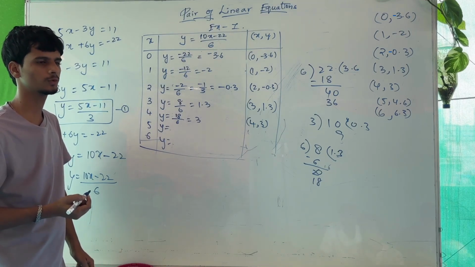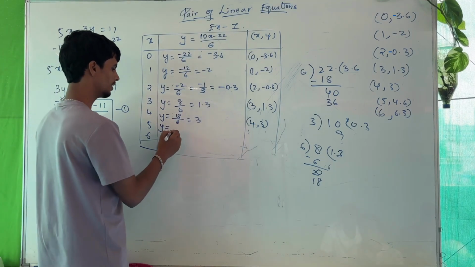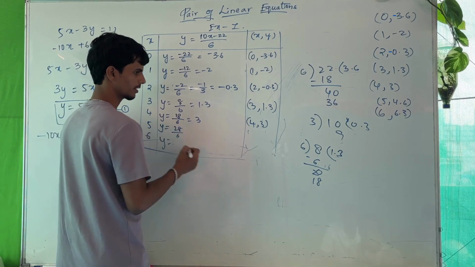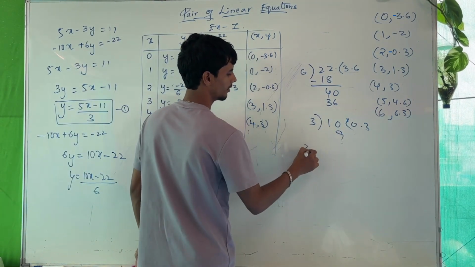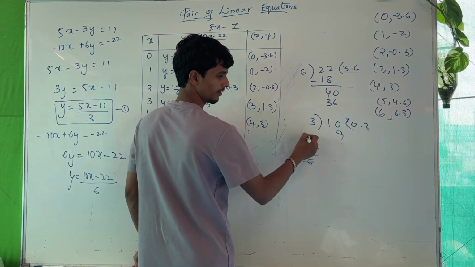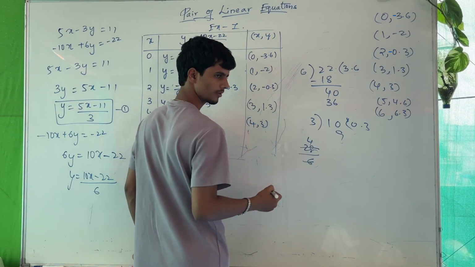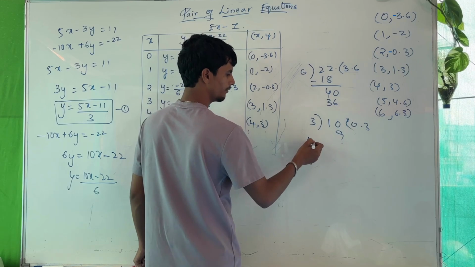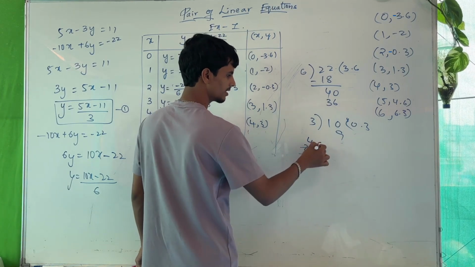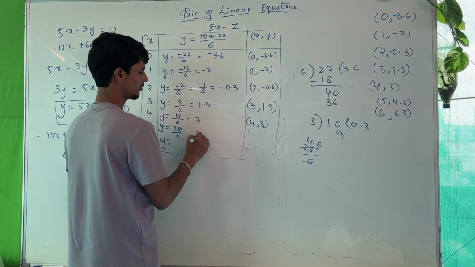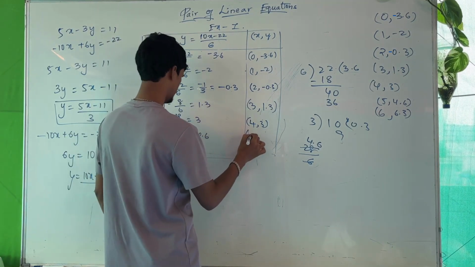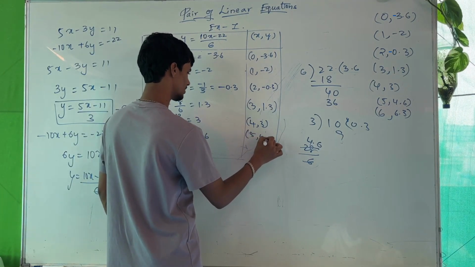50 minus 22 is 28, so it is 28 divided by 6. Find the value of 28 by 6. 28 by 6 is 6 fours are 24, and 4 will be left over, so it is 4.6. That is the point (5, 4.6).